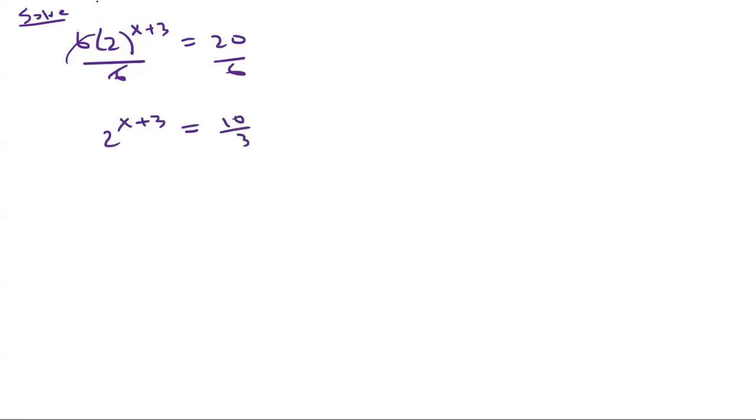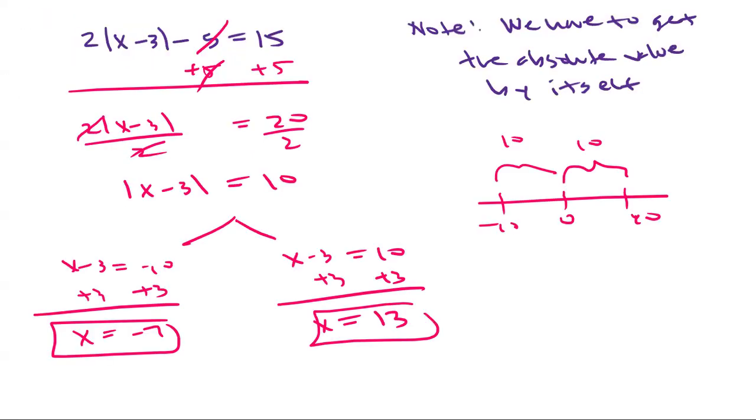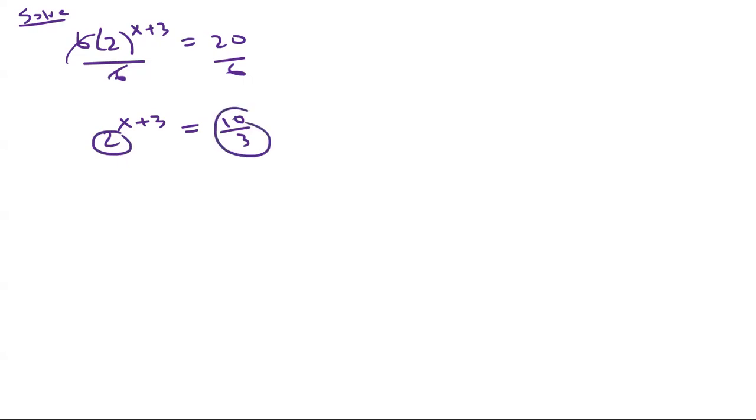Remember the rule is if you have the same bases, then we can set the powers equal to each other. The bases here are the 2 and the 10 thirds. We're trying to make them equal to each other, and that's not possible. There's no way I can rewrite 2 as 10 over 3 and vice versa. So that means if we can't solve it by exponential, we need to solve it by log.